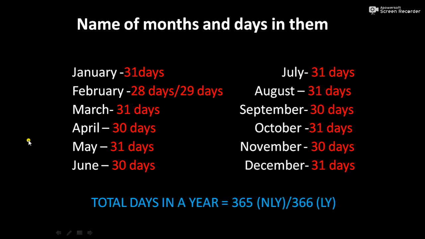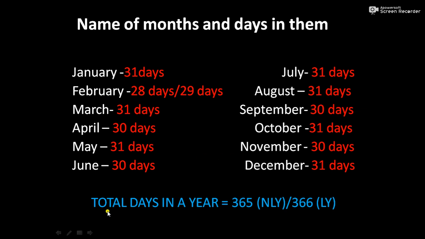First of all, I would like to tell you something about the names of months and the days in them. Here you see we have 12 months of a year: January, February, March, April, May, June, July, August, September, October, November, December, and the number of days in them are written against them. Here 31 days in January, 28 days in February in a non-leap year, and if it is a leap year then there will be 29 days, 31 days for March, and so on.